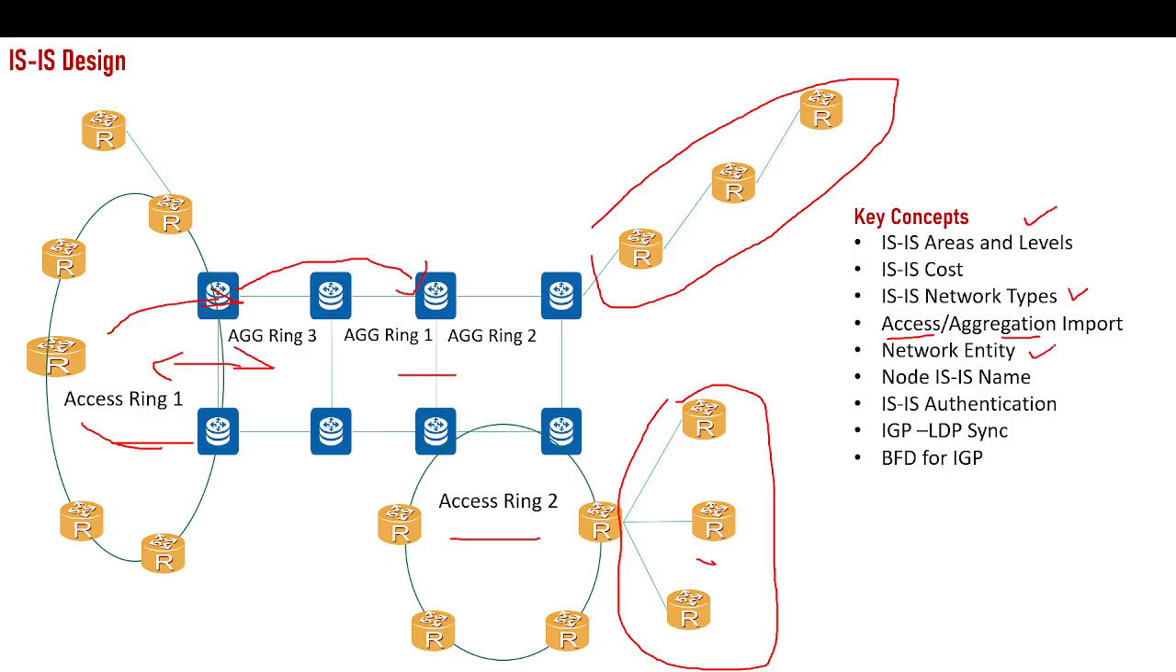Another thing, the network entity. How do you generate your network entity for the different nodes in your network? Then node ISIS name.